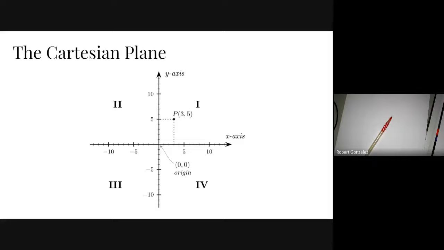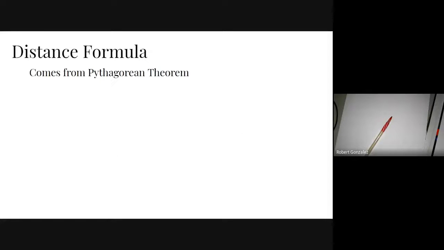A lot of people are saying 1. It's actually on the x-axis. The x and y-axis are not in any quadrants. Okay? So if you lie on an axis, you're not in any quadrant. It's actually between the first and fourth quadrants. Okay. Distance formula. We've done the distance formula before. It comes from the Pythagorean theorem.